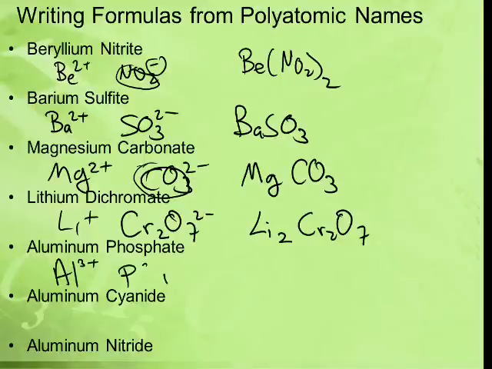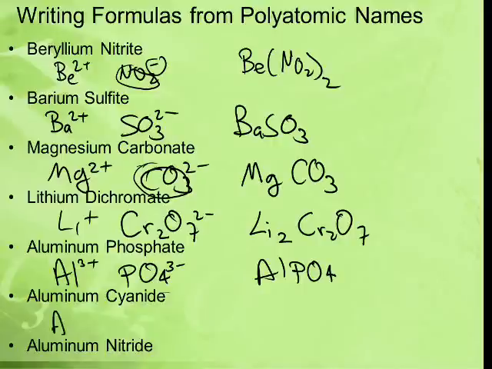Aluminum phosphate. Aluminum is Al3 plus. Phosphate is PO4 3 minus. And it's a 1-to-1 relationship. AlPO4. You do need to be aware of the charges. You just don't put them together. Some of them work out, like this one, where you can just put them together. But others, like the first one and the lithium dichromate, you have to make sure you have the correct amounts.